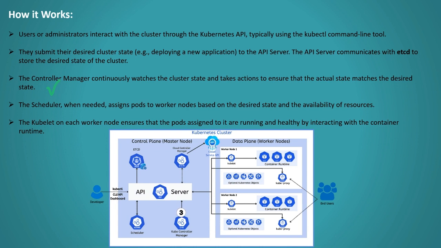Then the controller manager continuously watches the cluster state and takes actions to ensure that the actual state matches the desired state. In Step 4, the scheduler, when needed, assigns pods to worker nodes based on the desired state and the availability of resources. Then the kubelet on each worker node ensures that the pods assigned to it are running and healthy by interacting with the container runtime.